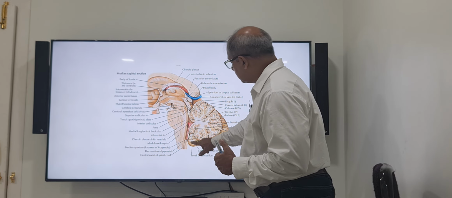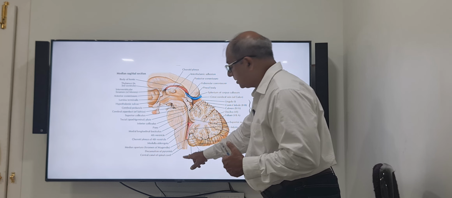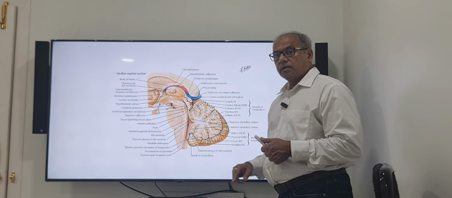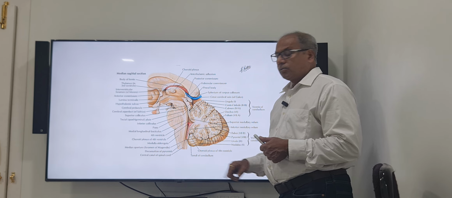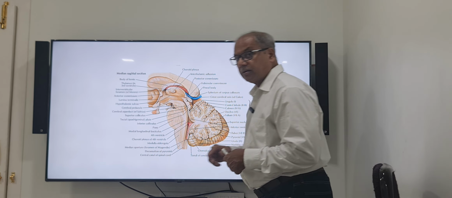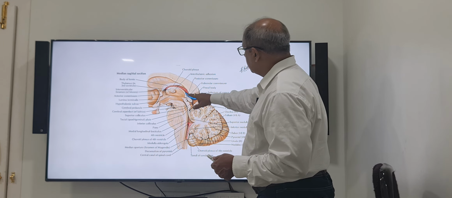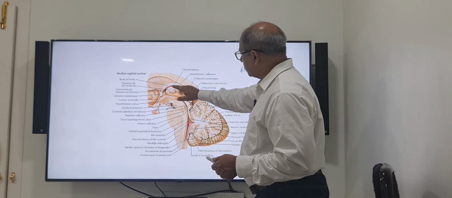There is one called tonsil also here in the cerebellar hemisphere. This tonsil goes down when there is a leak of CSF, and this tonsil goes through the foramen magnum. When it happens, then it gets blocked. This is called Chiari malformation. So you have to know about this, this is the vein of Galen, and this is the arrangement.